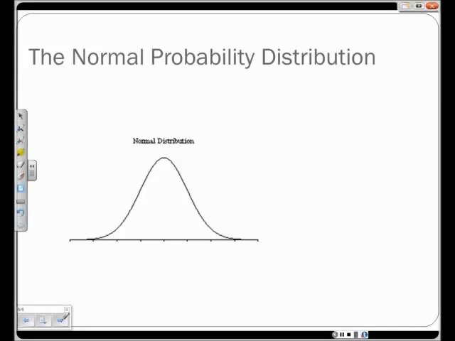The other thing about a normal distribution is that this is a probability distribution. That means the total area under the curve is equal to 1. Probability distributions have a sum of 1.